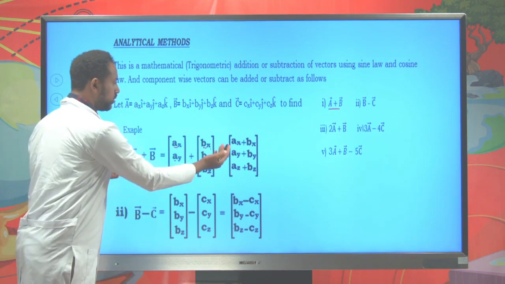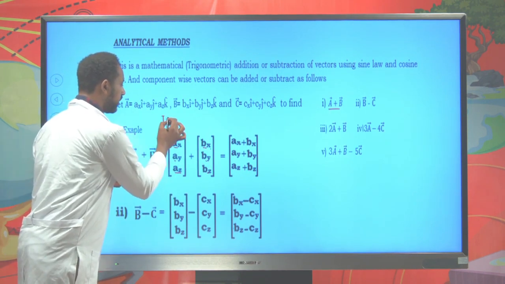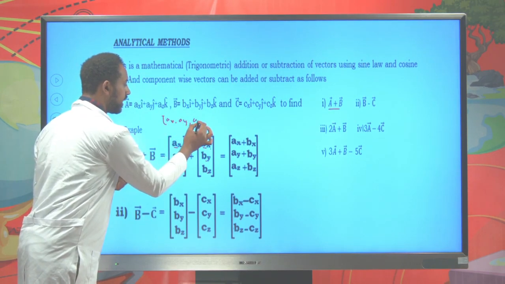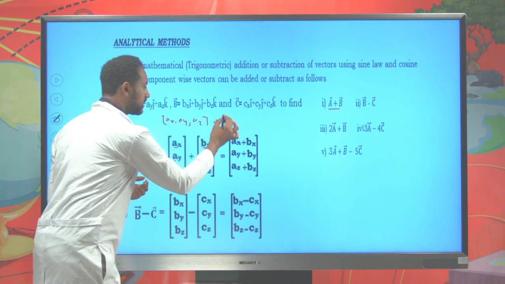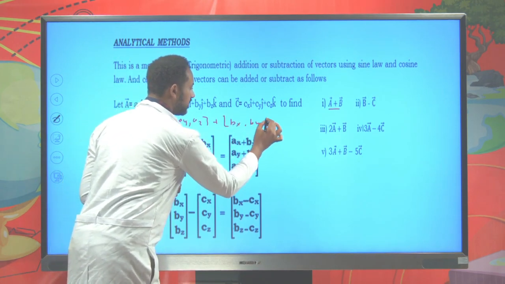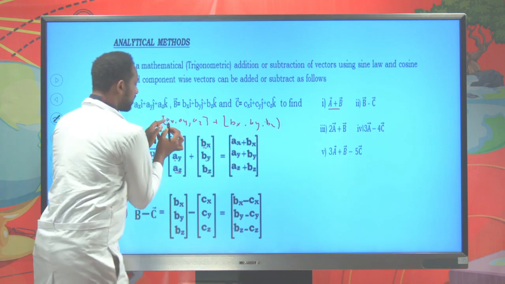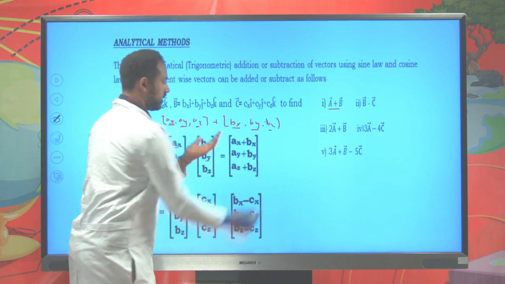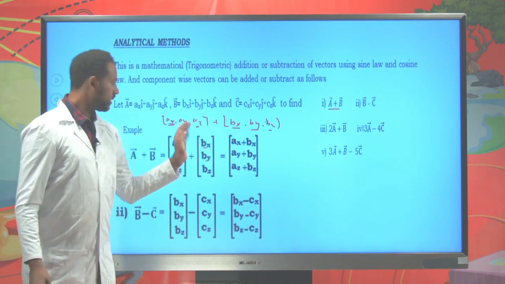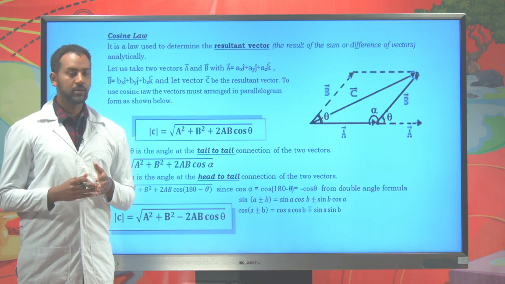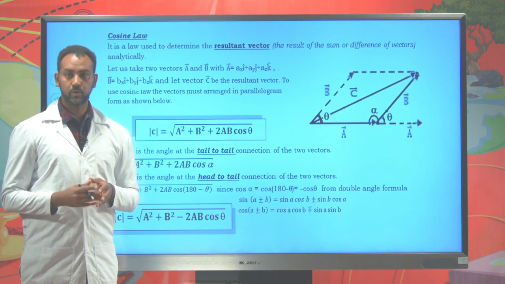Or it's also possible to use row-wise, meaning you can put ax, comma, ay, comma, az, okay, plus bx, comma, by, and bz, okay. Therefore, it's possible to add ax with bx, ay with by, az with bz. This technique is called row-wise, and this one is called column-wise. And the other law, the trigonometric or mathematical method of vector adding and subtracting, is the cosine law.